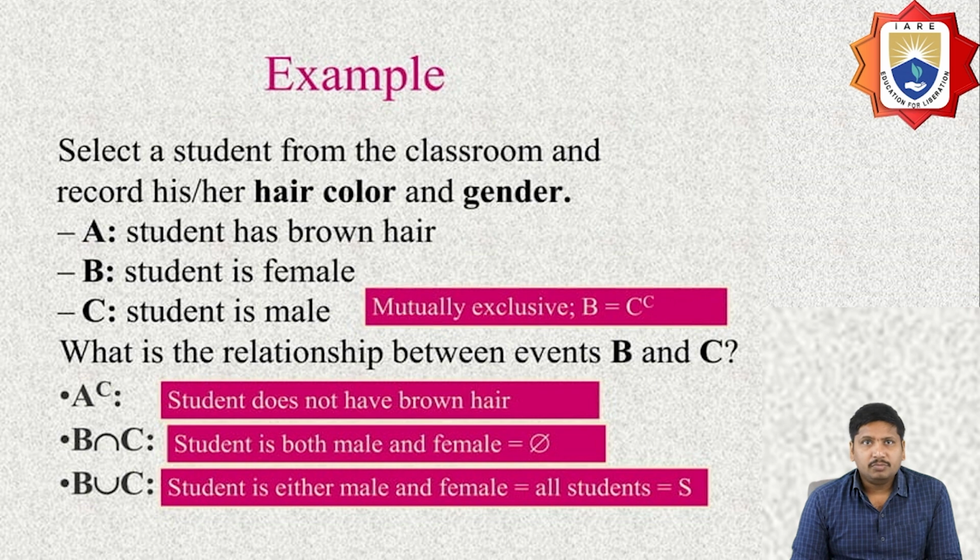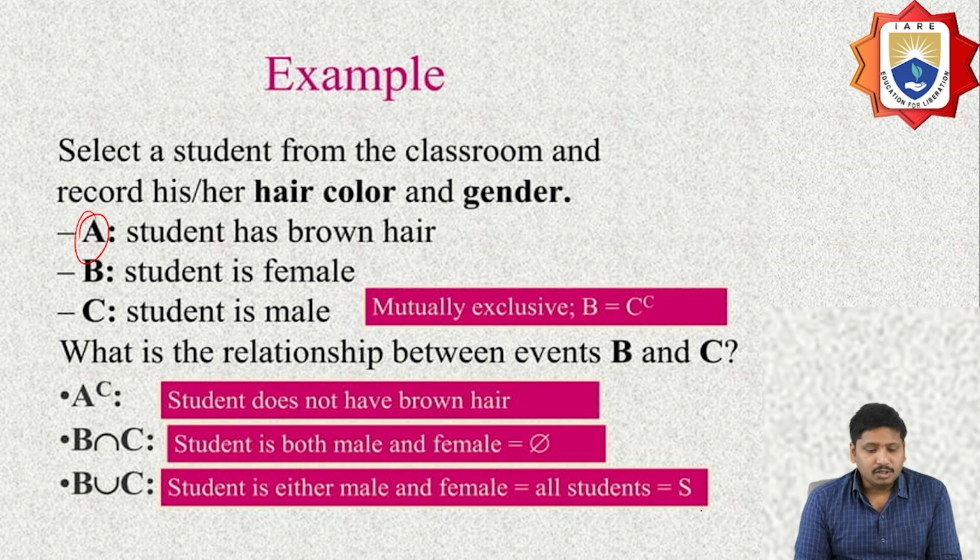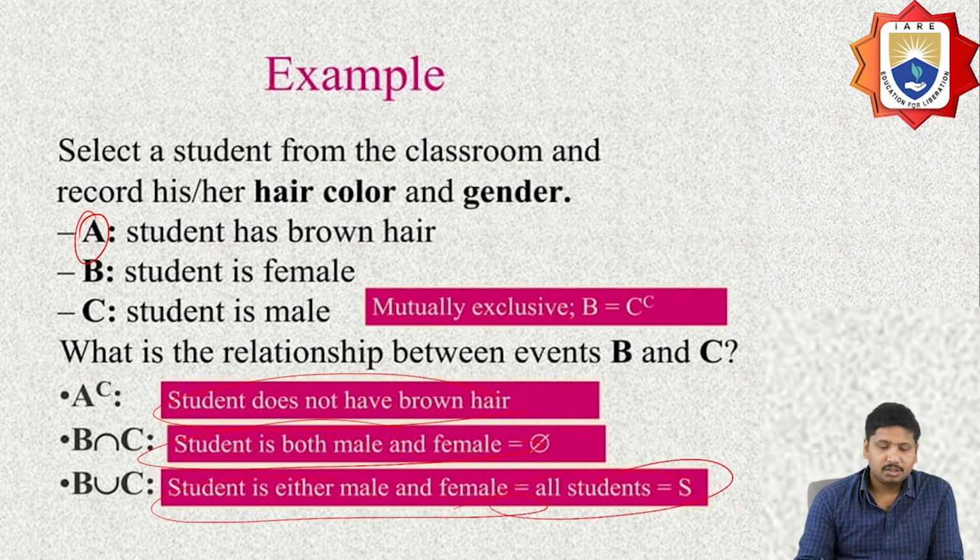Select a student from the classroom and record his or her hair color and gender. Event A is brown hair, B is female, and C is male. So what is the relationship between B and C? A complement means the student does not have A. B and C together would mean the student is both male and female, so it should be the empty set. A student is either male or female. These are some examples of relationships between events.